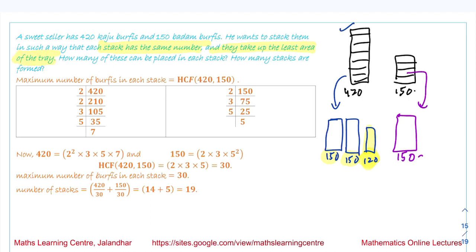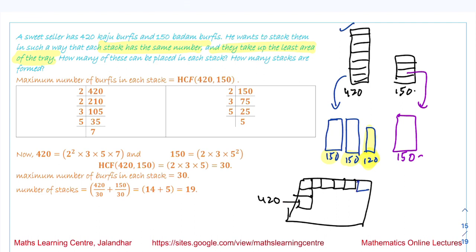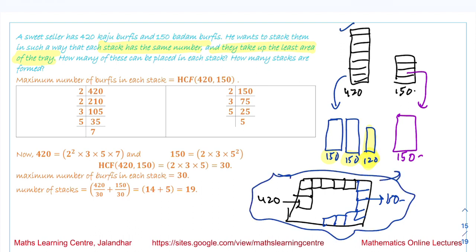They take up the least area means one more thing that we can do is we just divide all these burfis as single parts. We are talking about the tray, and what he has done, he has just kept one piece like this, all 420 pieces like this, and then after that he has kept all 150 pieces like this separately. Then it will cover some area over here. We are saying the area covered should be minimum.